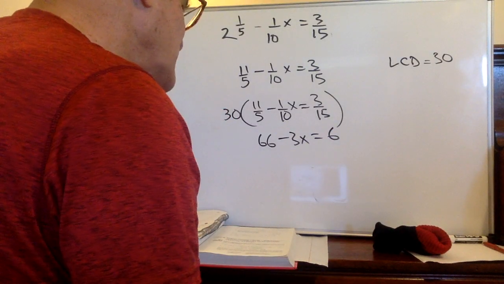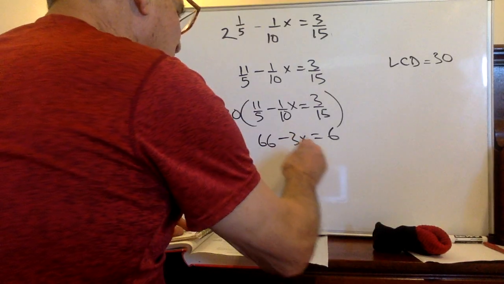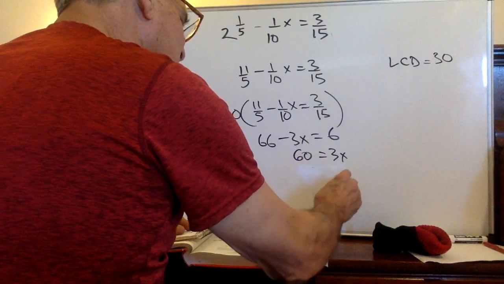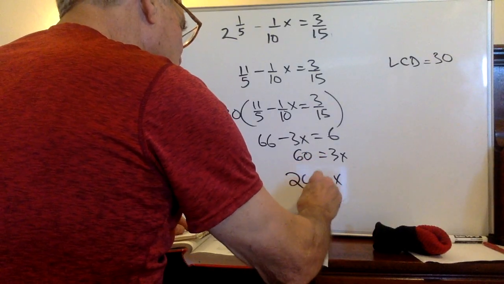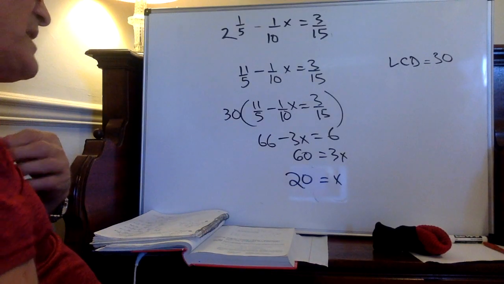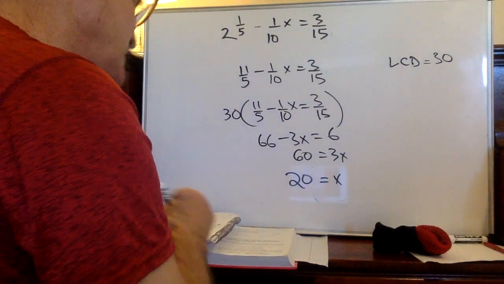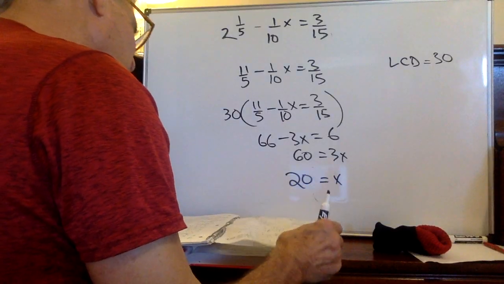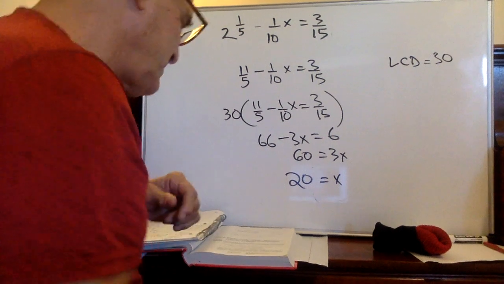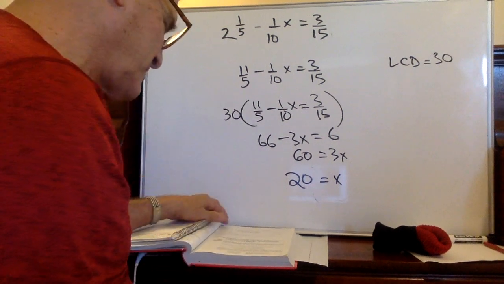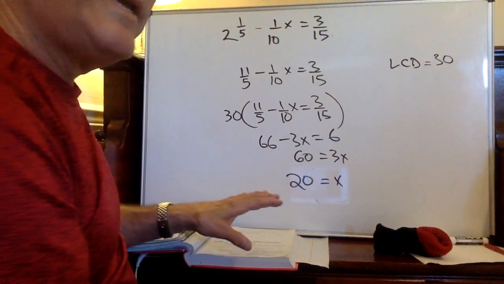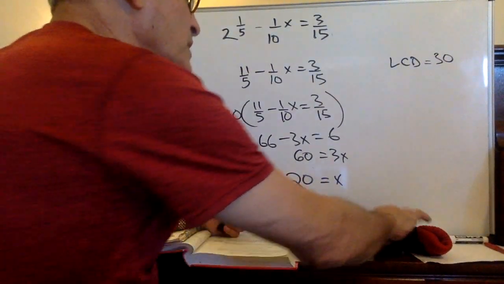66 minus 3x equals 6. Add 3x to both sides. Subtract 6. Divide by 3, and you get x equals 20. X equals 20. Okay, and I believe that was your last problem. Okay, that was it. Any questions, write them down, bring them Friday, or give me a call or email me.